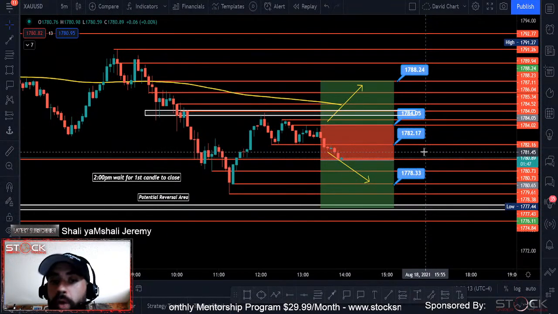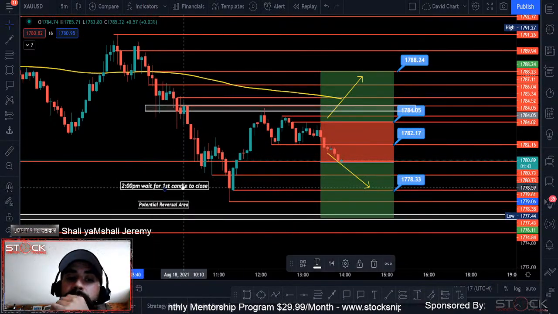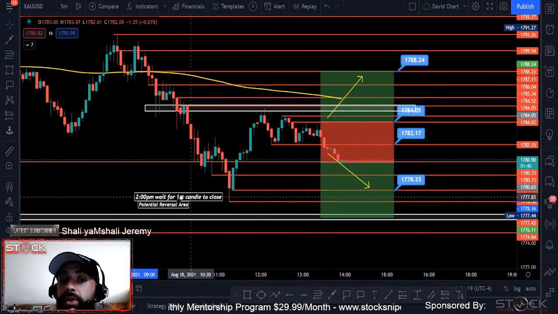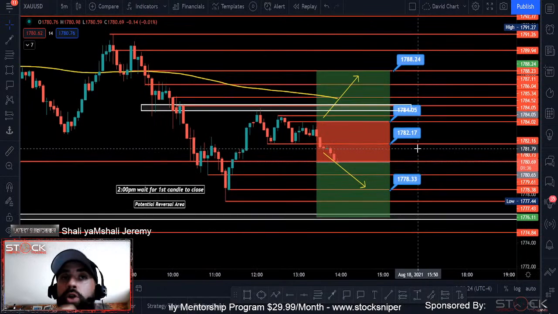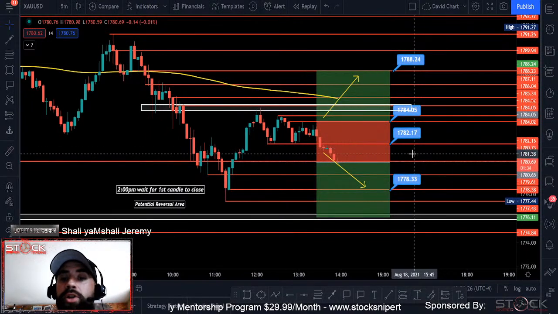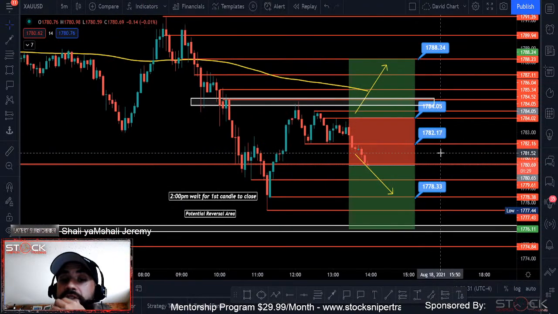Okay, guys, we're approaching here 1 minute and 48 seconds left. So keep this in mind. I'm going to tell you, wait for the 2 p.m. candle to close, for the first candle to close. If you're in any trades right now, I would close them. Just me personally, because if this thing reverses, guys, you're good.